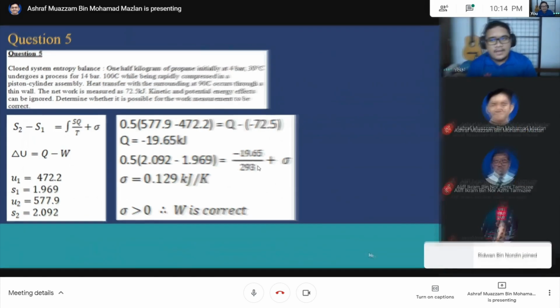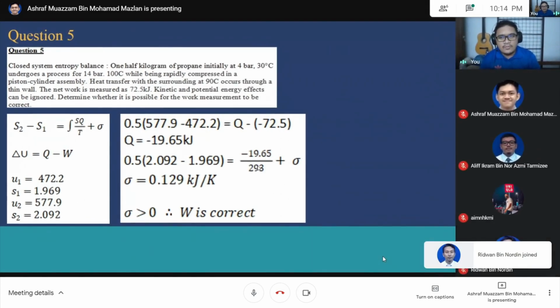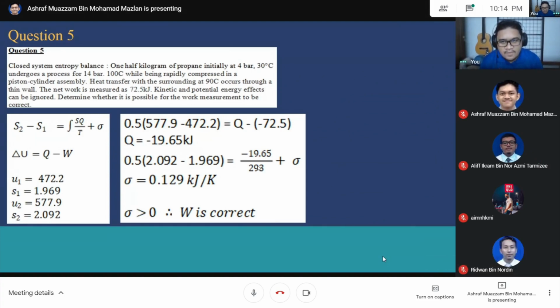577.9. With this value, we could use the second formula: 0.5, which is the mass, times the exit energy minus the initial energy equals Q minus the network. Now we get the value of Q, which is negative 19.65 kilojoule.